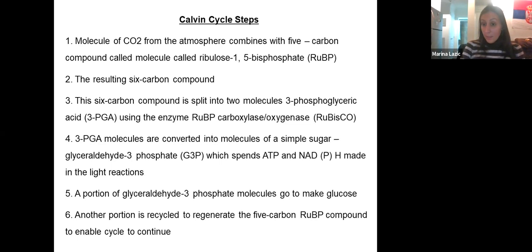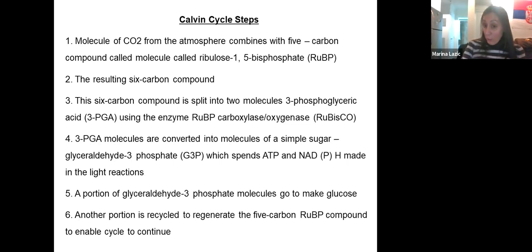This is a famous enzyme that you need to know very well. And I believe you all heard about Rubisco. So now, the two 3PG molecules are converted into a simple sugar, glyceraldehyde 3-phosphate, G3P, and this reaction spends ATP and NADPH that is made in the light reactions. So everything energy related that was made in the light reaction is spent in the dark reactions to create sugars.